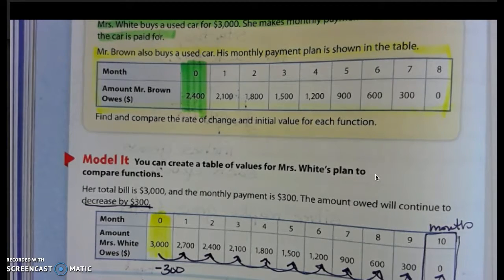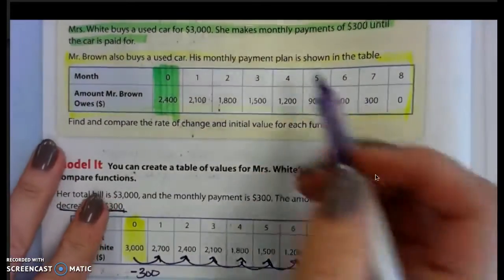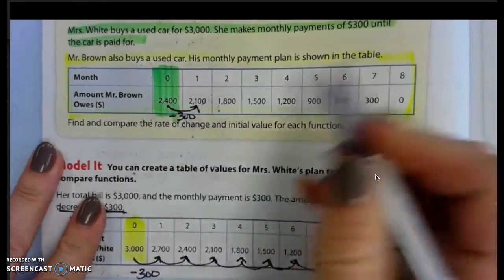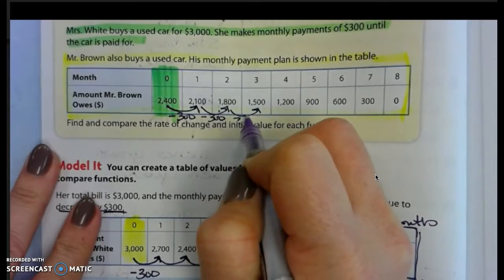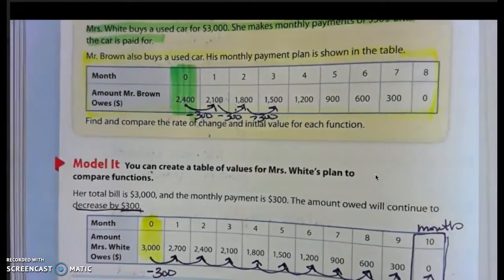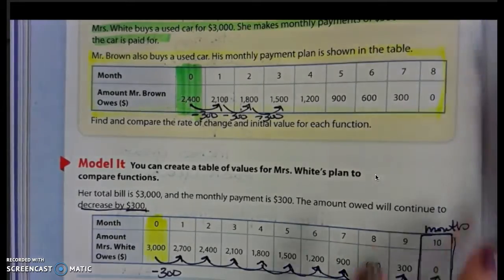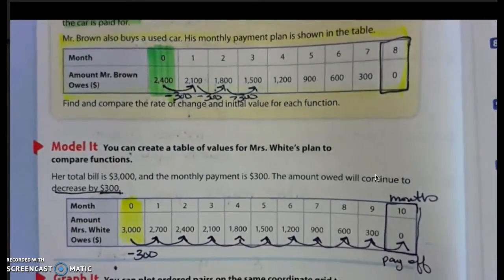Now, her payment was $300 a month. To find his payment, we're going to have to calculate it. From 24 to 21, that's minus $300. And it appears that the pattern is subtracting $300 each month. So they're paying the same payment. His car just costs less money. So it shouldn't surprise you that his car gets paid off in 8 months instead of 10.